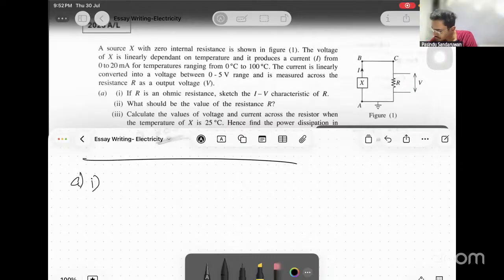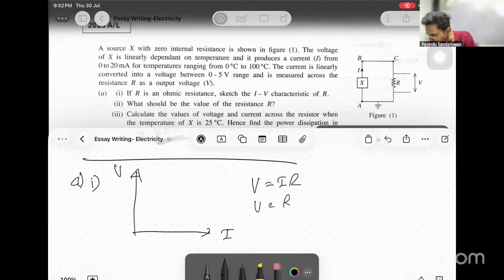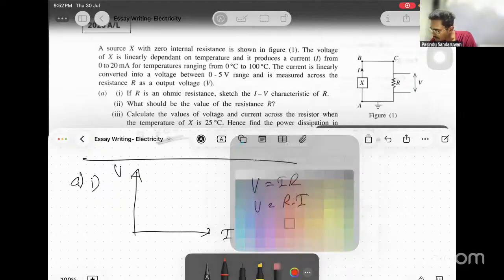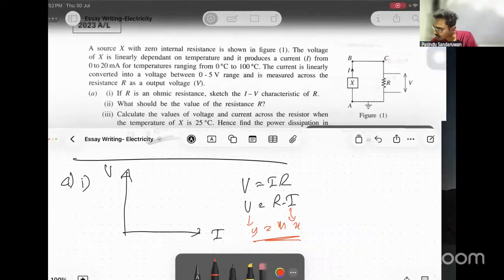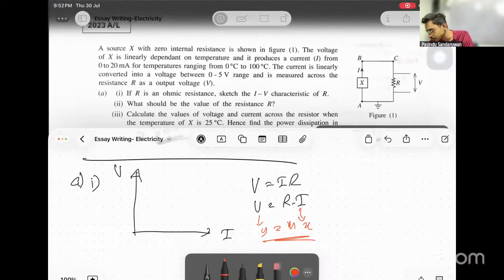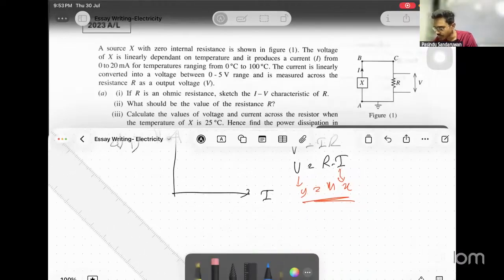Then A1. If R is an ohmic resistance, sketch the IV characteristics of R. Right, if ohmic, we know it follows Ohm's law, V equals IR. Then when we plot V and I, I is the x-axis, this is the gradient, this is the y-axis. That's y equals mx.